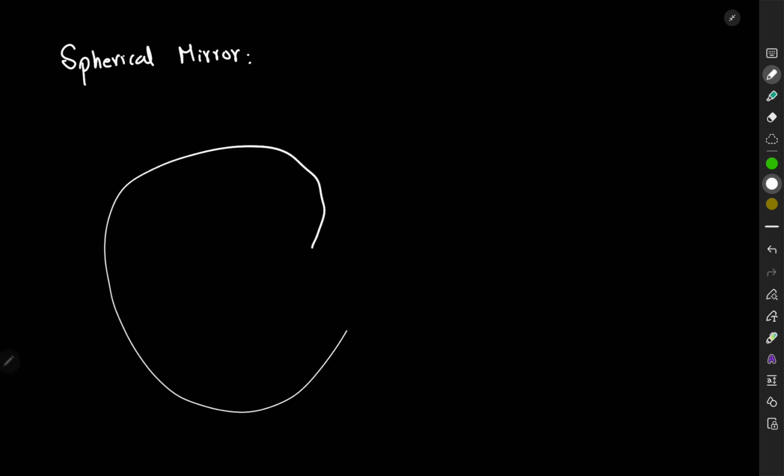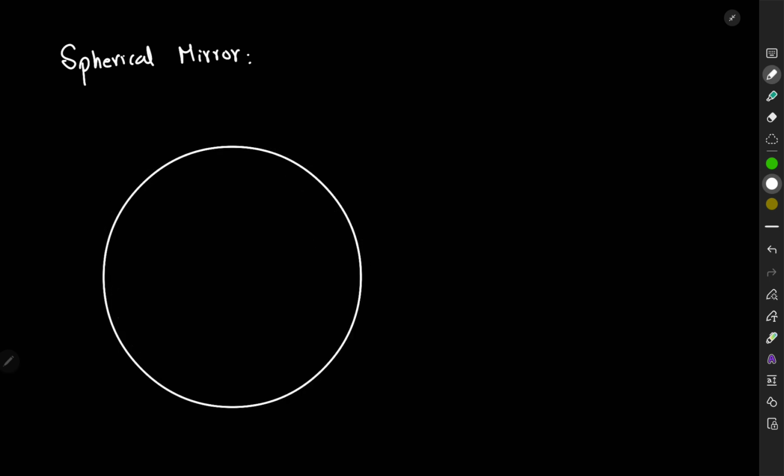Let's go for spherical mirrors. Okay, what are spherical mirrors? How are they obtained in the first place? So let's say there is a sphere. Okay, there was a sphere, and what these scientists did, they just cut the sphere into 2 parts.